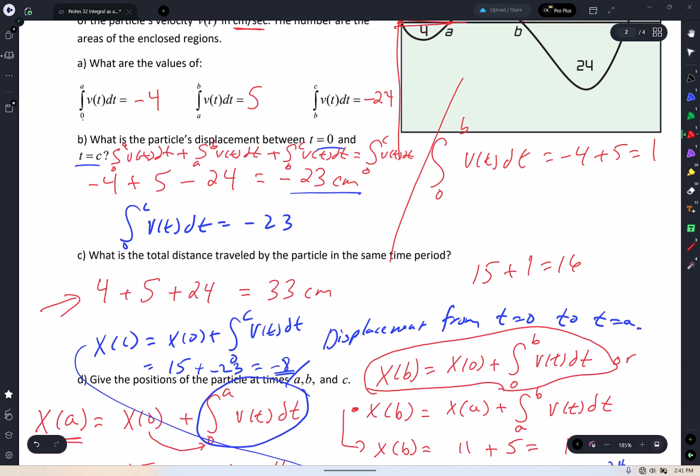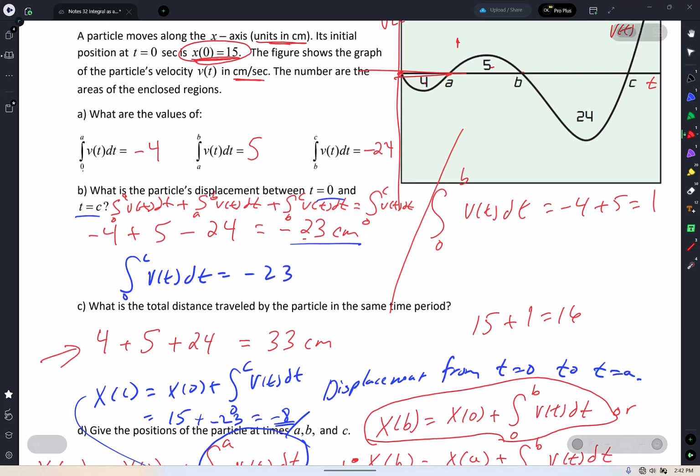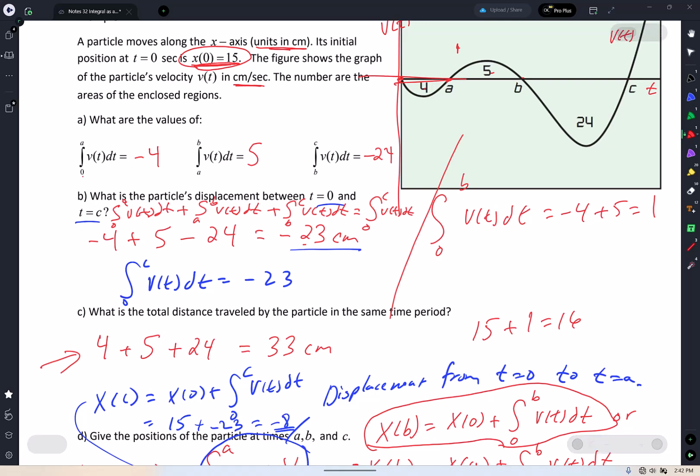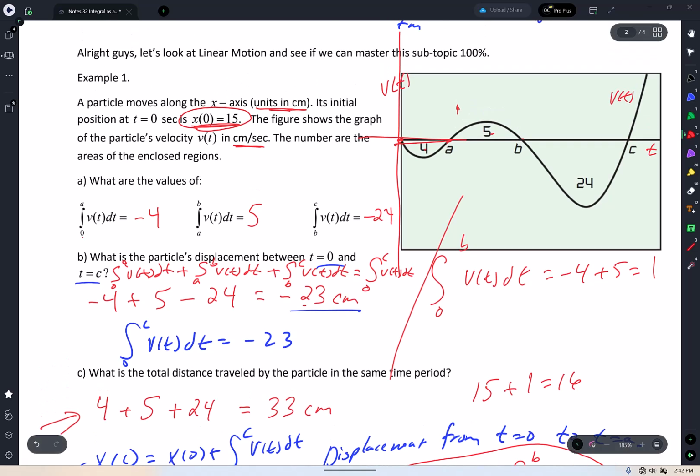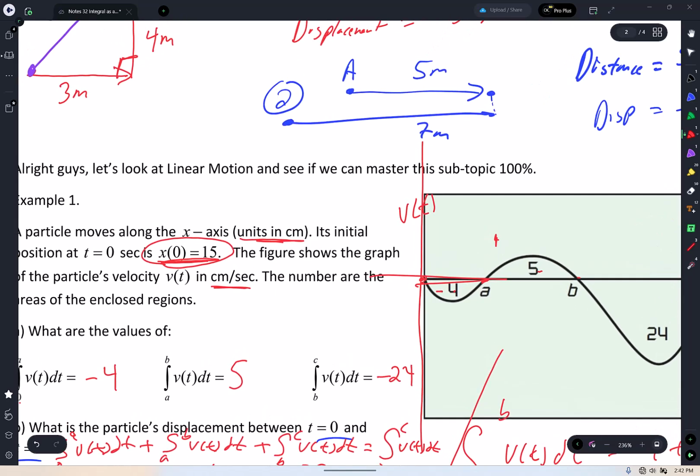No, not the displacement. If I took the absolute value of displacement, I get 23. Okay, think about it, guys. Time out. Right now, this is signed area. If I go integral from 0 to a of v of t, I'm going to get -4. Yes or no? How do I force my integrand to give me a +4? Absolute value of what?